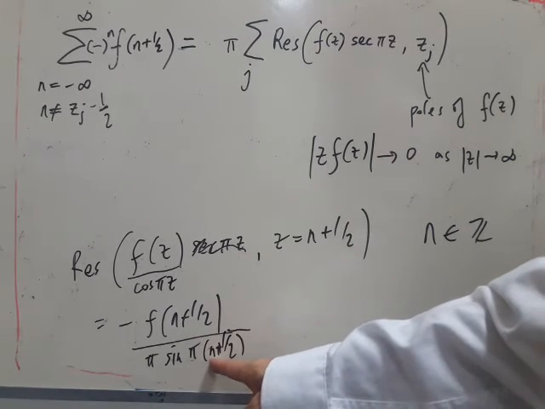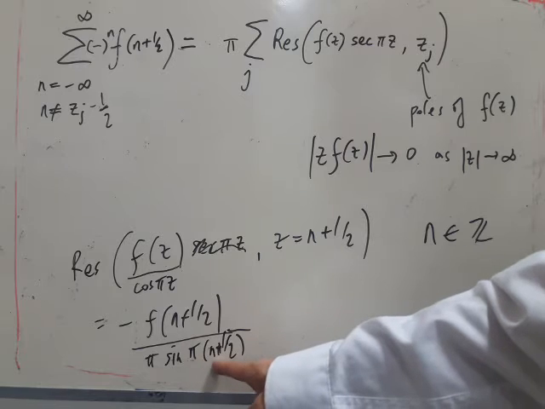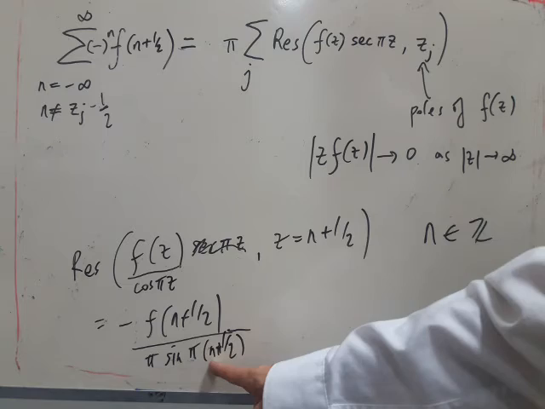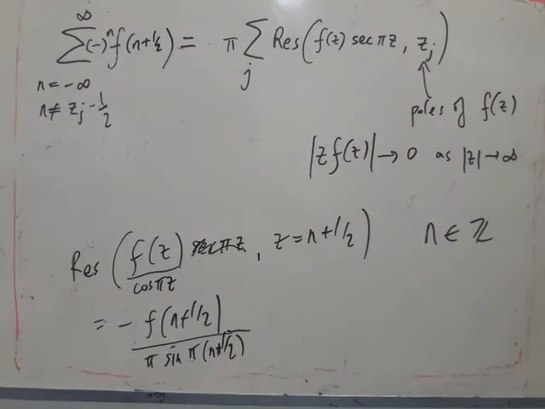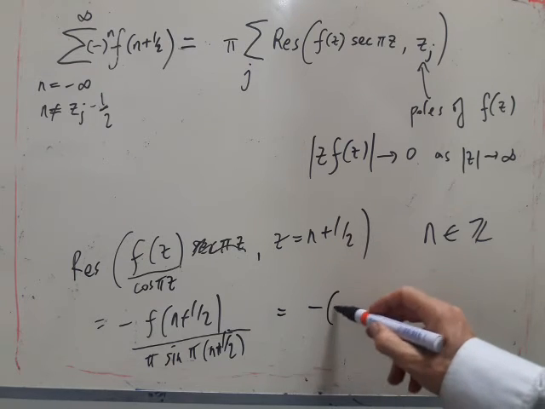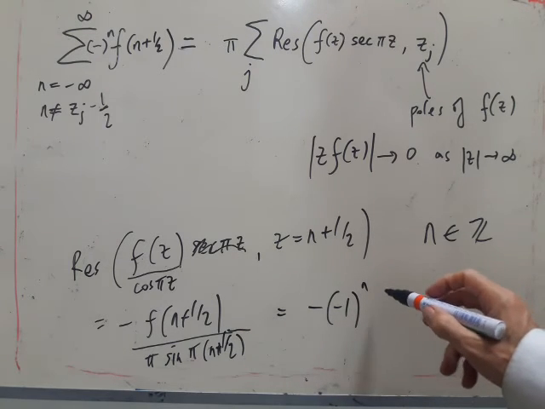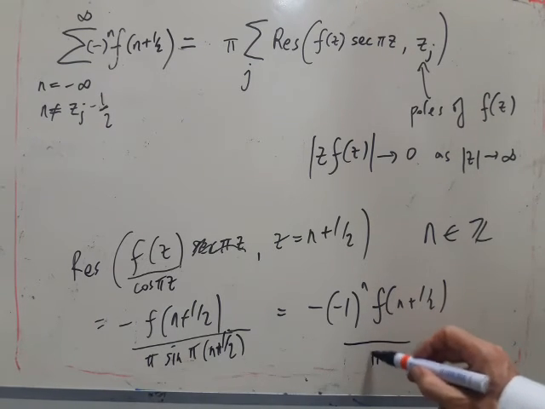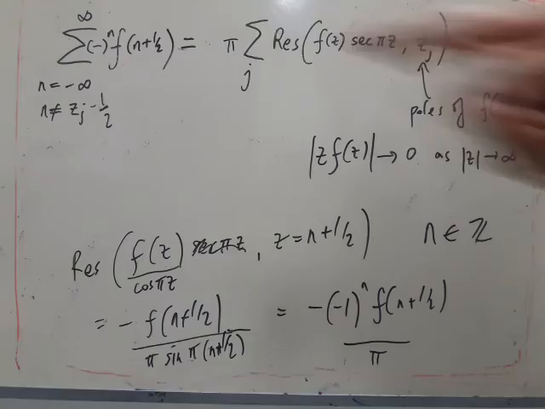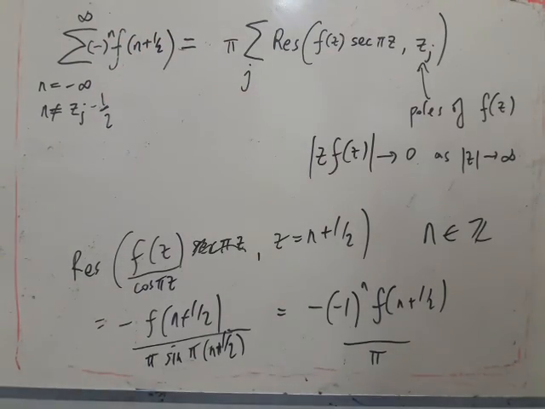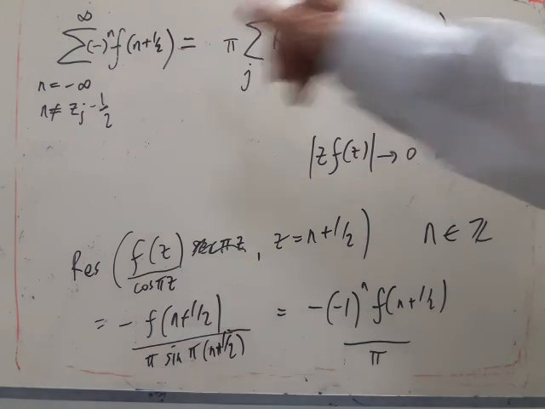Notice that when n is 0, sine of pi by 2 is 1. When n is 1, sine of 3 pi by 2 is minus 1. So when n is even, we get plus 1. When n is odd, we get minus 1. So overall, we end up with minus times minus 1 to the n, f of n plus a half over pi, which is the same as when we had minus 1 to the n with f of n rather than n plus a half, except for this extra minus sign, which is why we don't have a minus sign here.